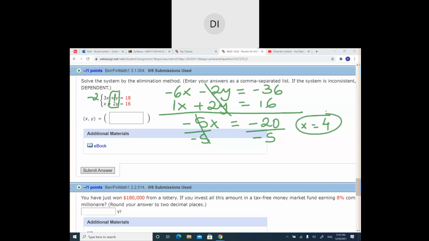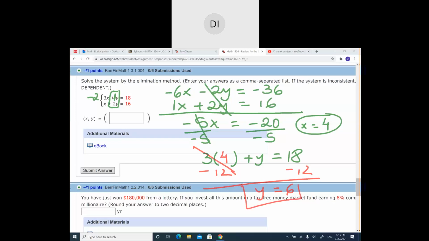And then after you find your x, you can plug it in one of the equations, doesn't matter, and you're going to find the y. And I'm going to use the first equation. So I have 3 times x plus y equals 18. And I'm replacing the x with 4. So I have 12, so I'm going to subtract 12 in both sides. And that's going to give me the y is 18 minus 12 is 6.